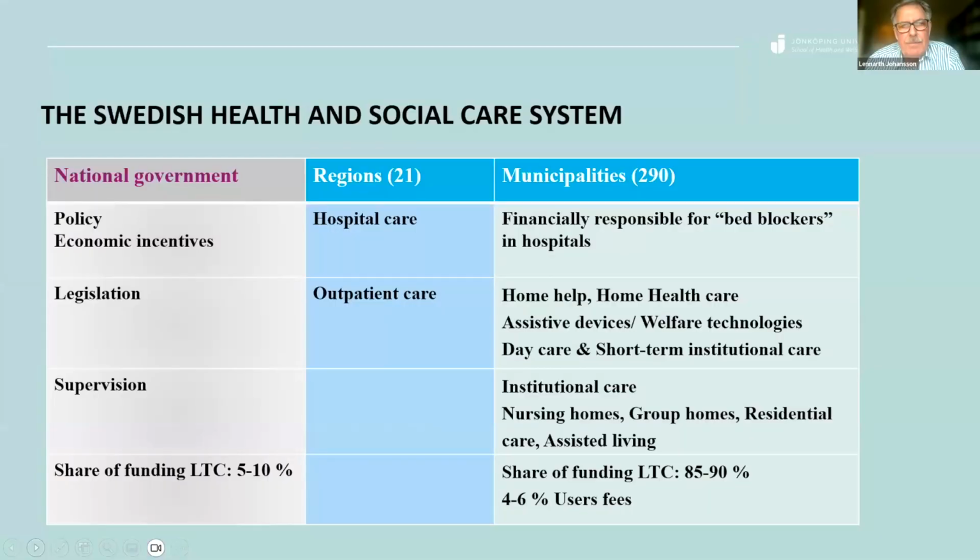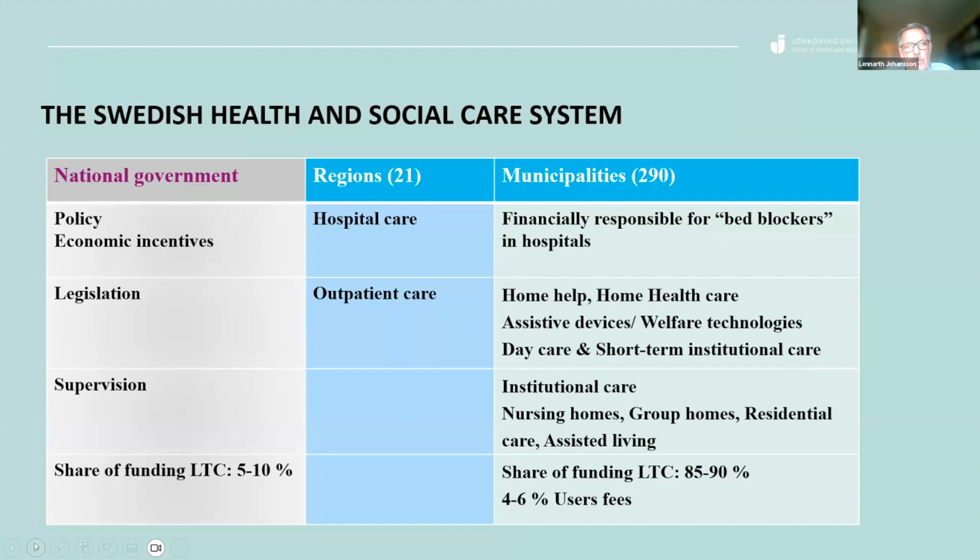Next slide. This slide shows the three-tier system of governance that we have in Sweden. It was enacted in 1992 when the community care reform came in place. In the left column, you see the national government is responsible for policy, economic incentives, legislation, and supervision. In the end, you find that the national government's share of funding for long-term care in Sweden is some 5 to 10%.